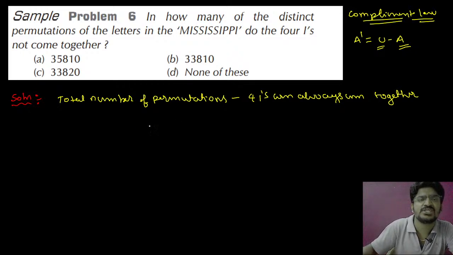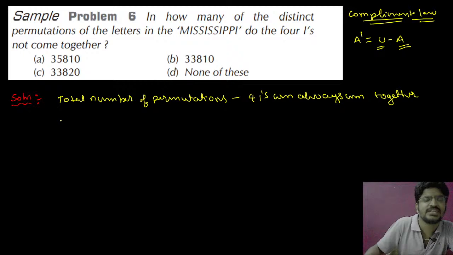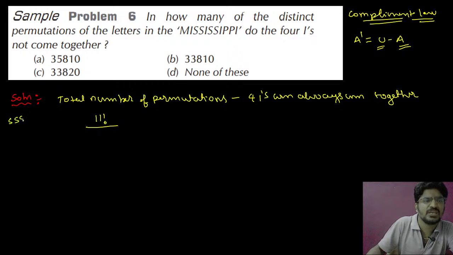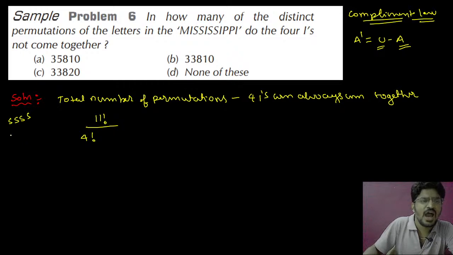Here you can clearly see you have 11 letters in Mississippi. So 11 factorial divided by, in that S is repeating 4 times, that is 4 factorial. I is repeating 4 times, so you write 4 factorial, and P is repeating 2 times, so you write 2 factorial. This is the total number of permutations.